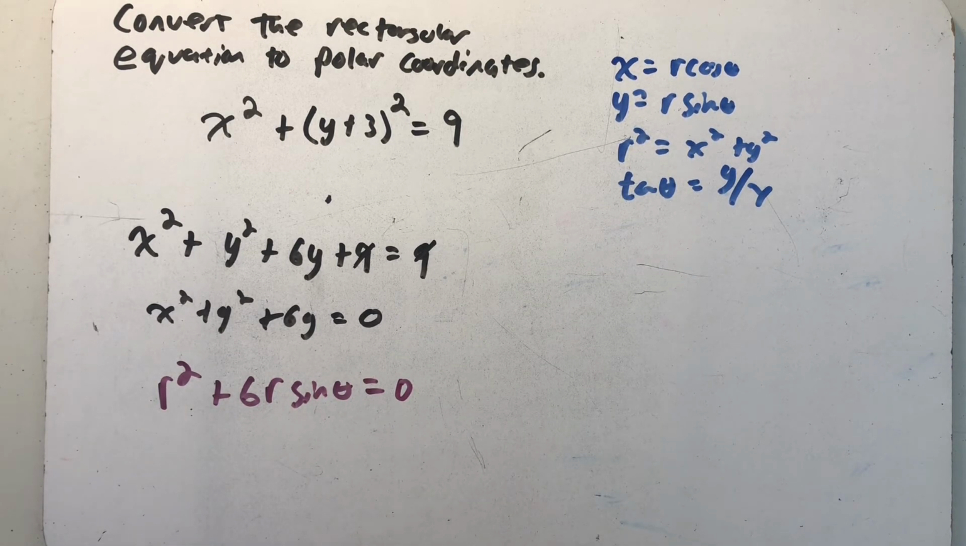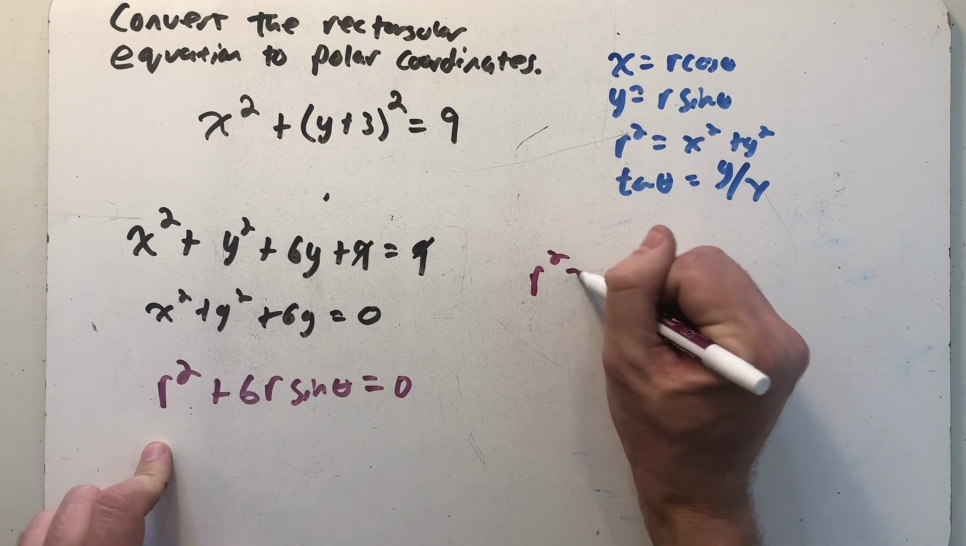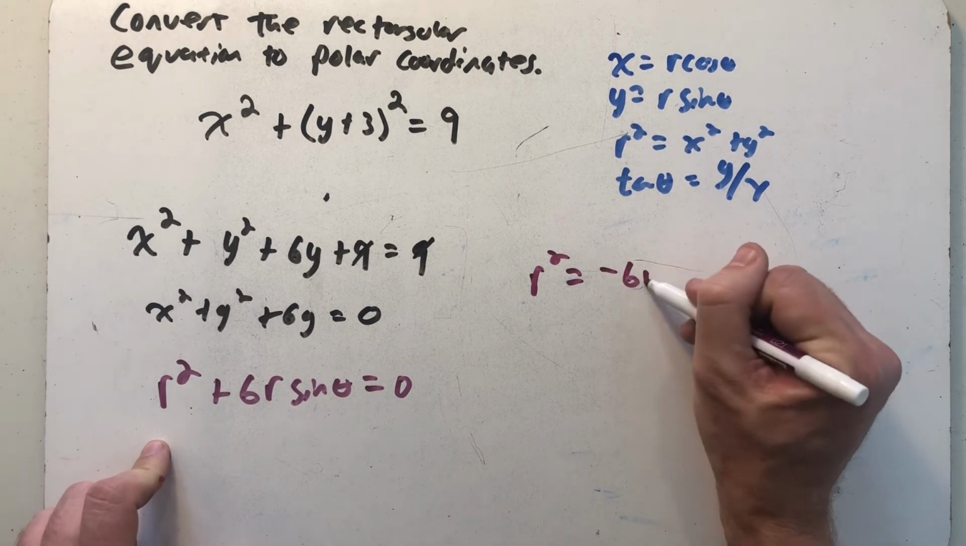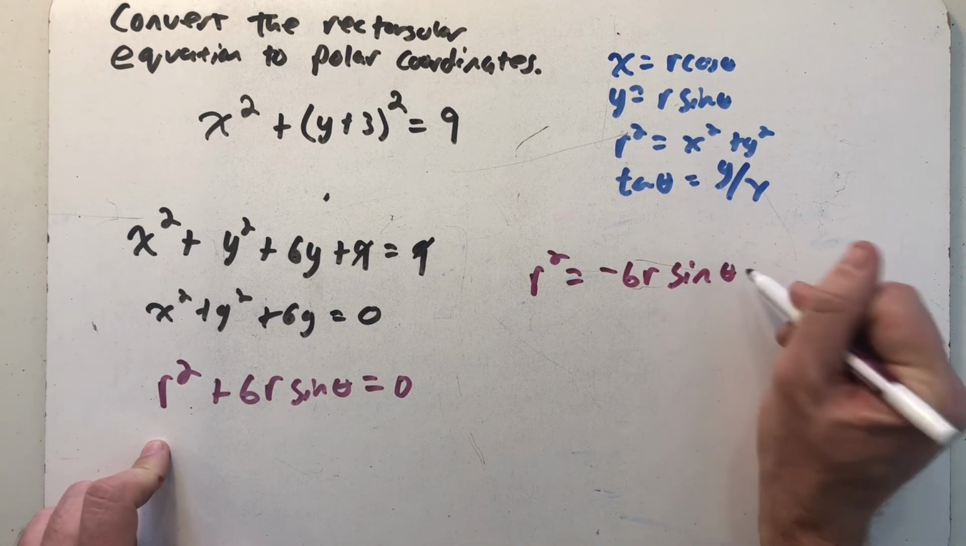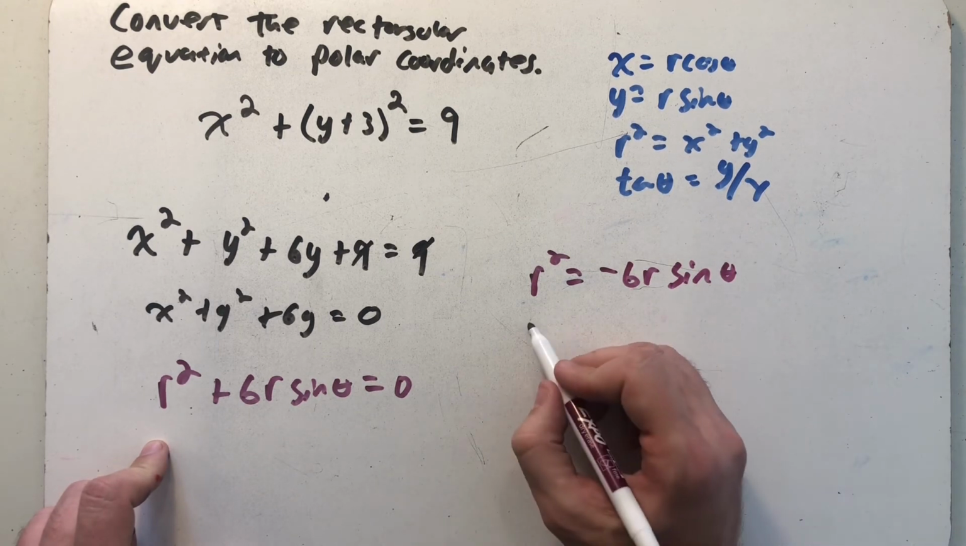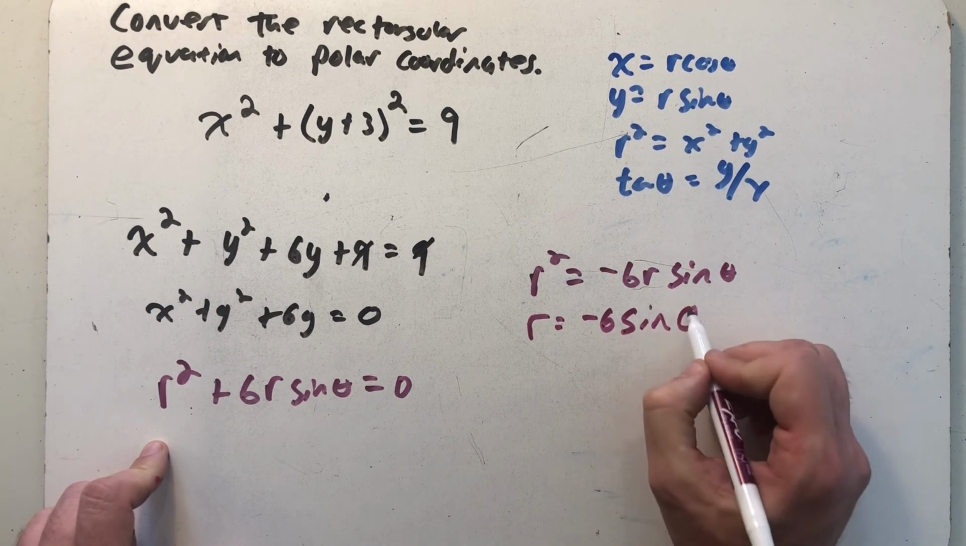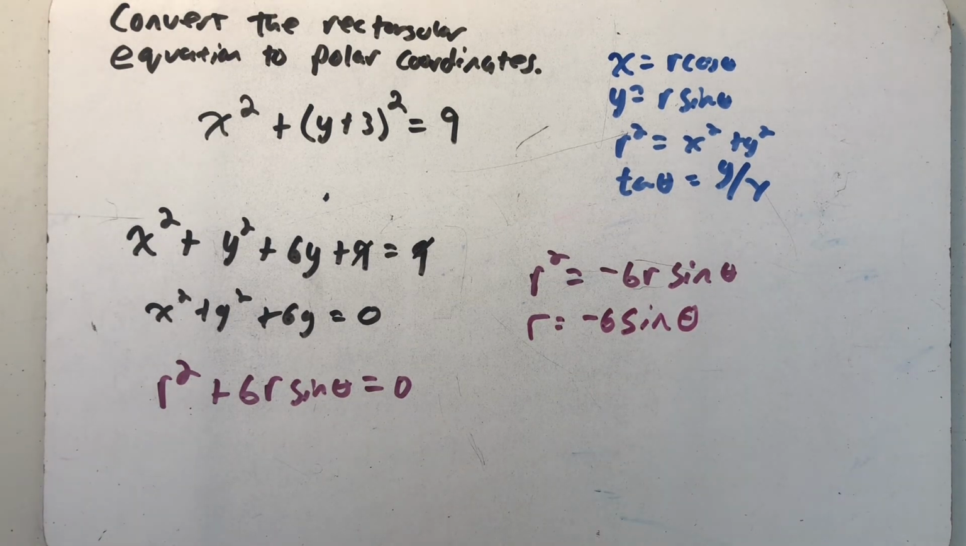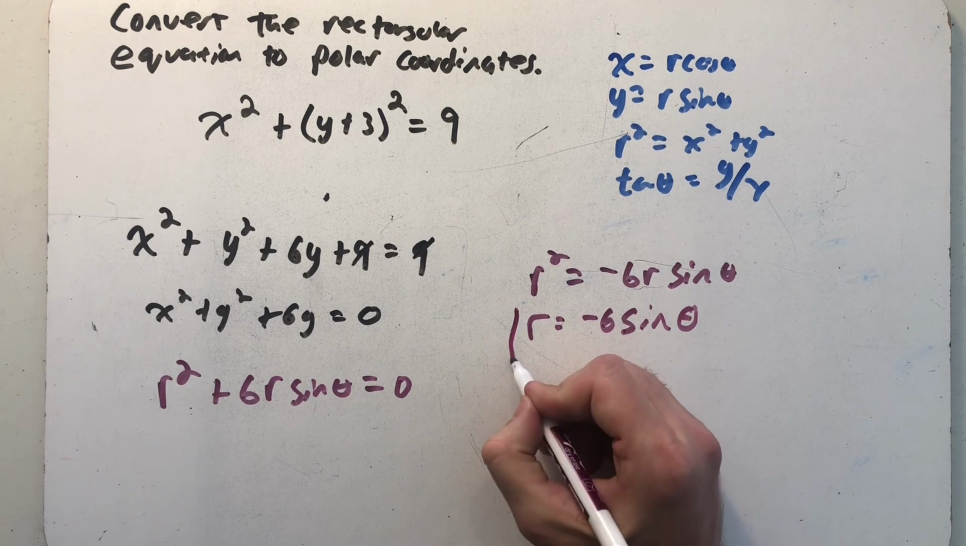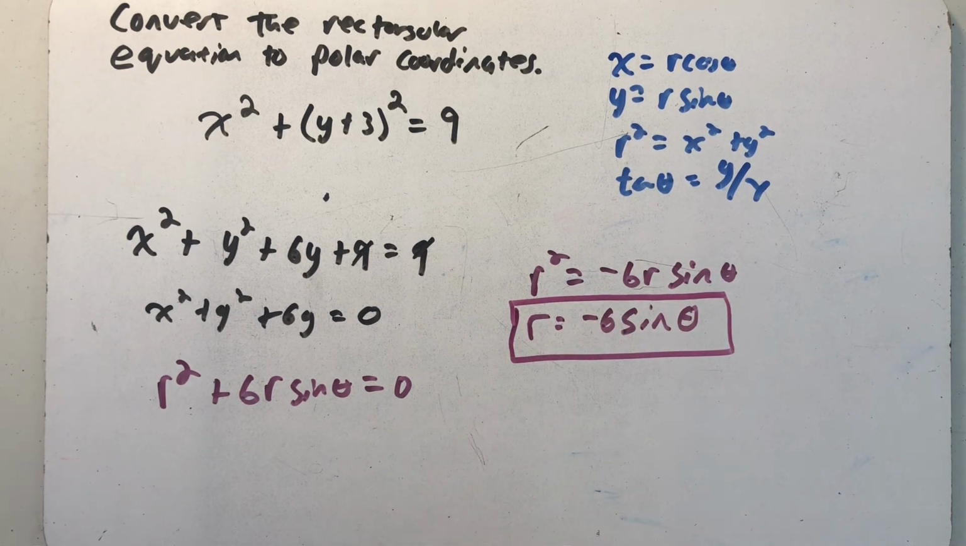I want to get r by itself. I just think this is going to make this equation easier and nicer to deal with. And what I realize now is there's an r on both sides of the equation, so I can divide that out and have r equals minus 6 sine theta. And that's a nice happy equation of a polar circle.